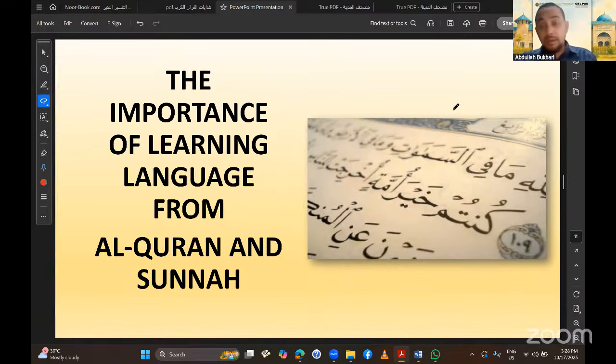Okay. What is the importance of learning language from Al-Quran and Sunnah? Okay, this part is important to give us the awareness so that we feel grateful because we have the opportunity to learn language in CELPAD. And then after listening to this point that I will deliver to all of you, we should have this worldview or mindset that, oh, I'm doing the good thing. I'm doing what Allah ask us to do, which is to learn language.